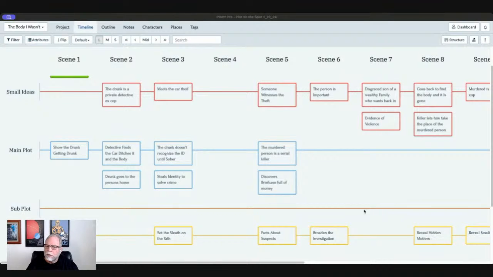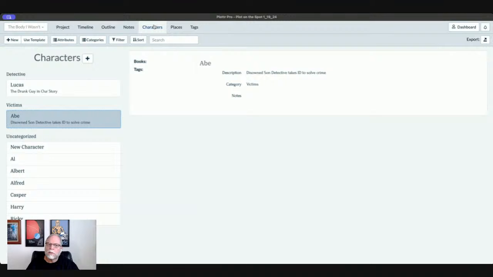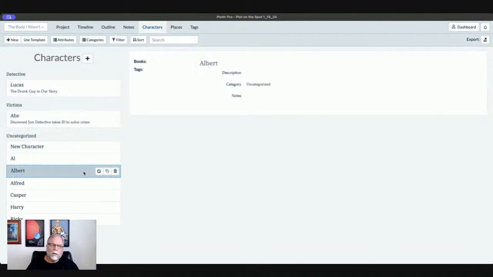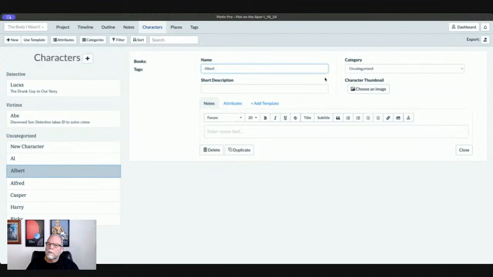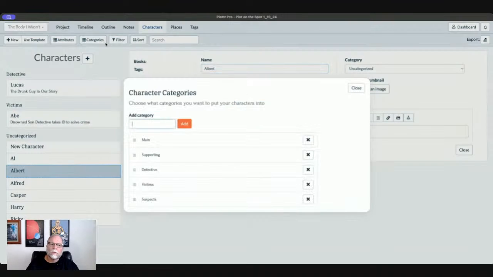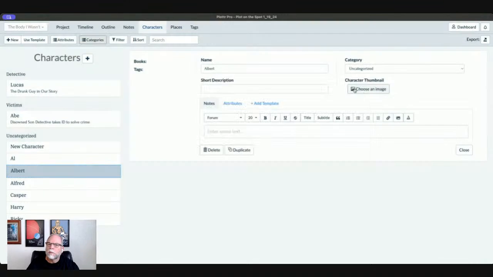Now, we need some other suspects. This is a disowned person, right? And his family doesn't know who he is. Is it possible that his family could be part of the suspects? So maybe we could start to develop a suspect pool here of maybe Albert. And let's create a new category for them. We're just going to call them suspects, even though they're members of the family.